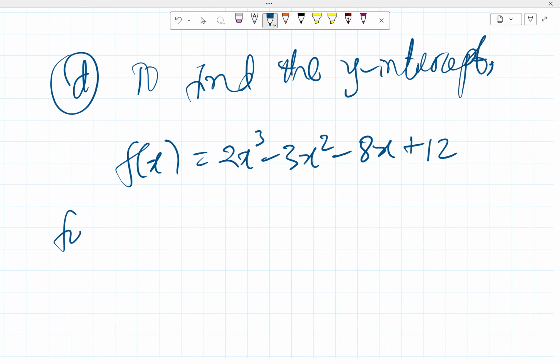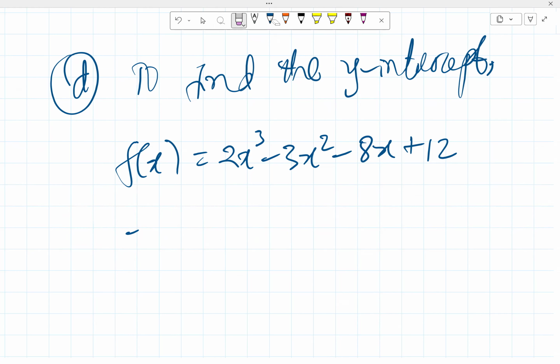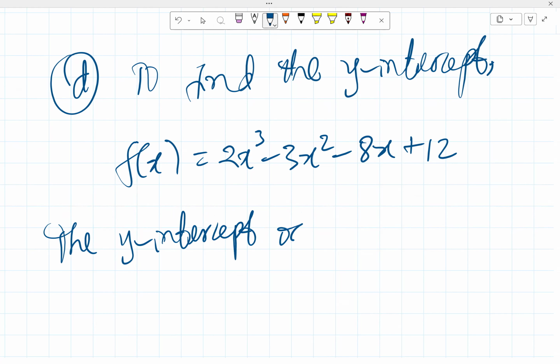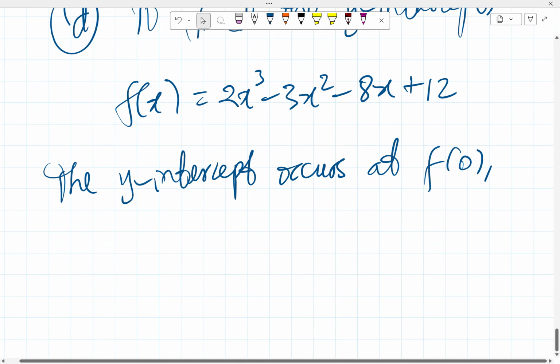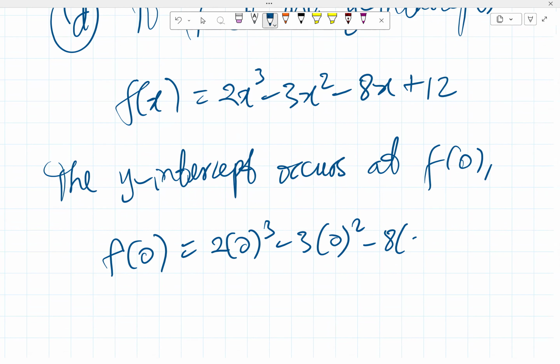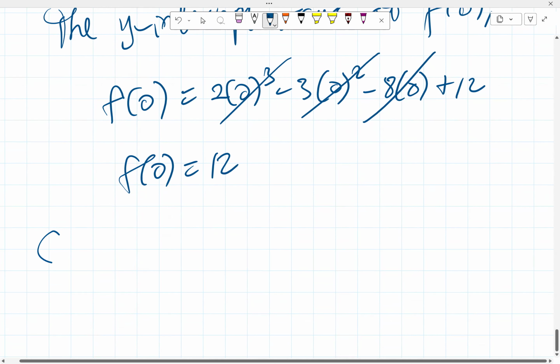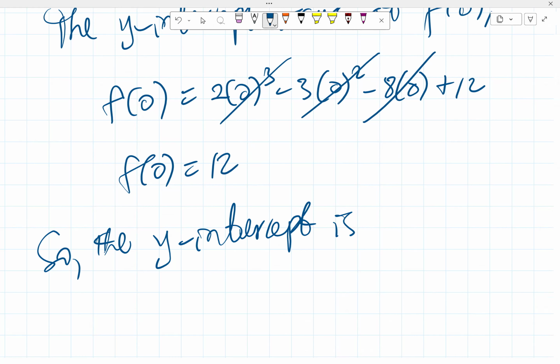So for the y-intercept, the y-intercept occurs at f of 0. So f of 0 is equal to 2 into 0 cubed, minus 3 into 0 squared, minus 8 into 0 plus 12. I don't necessarily have to do this because we know the y-intercept is simply the constant. So f of 0 is 12. So the y-intercept is 12.